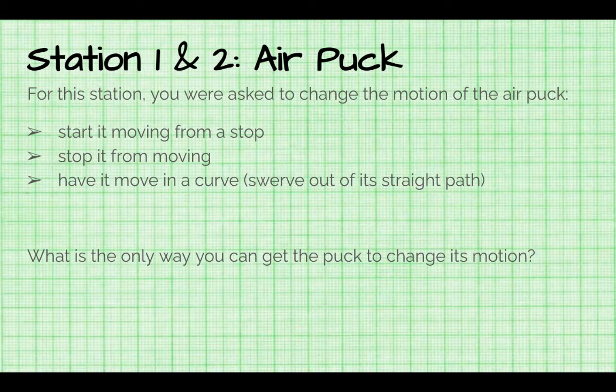For stations 1 and 2, you had the air puck, and you were asked to change the motion of the air puck: either start it moving from a stop, or stop it from moving, or have it move in a curve or swerve out of its straight path. What is the only way you can get the puck to change its motion? The only way is if you physically touch it. Otherwise, it's going to have the motion that it has, either at a stop or moving in a straight line at a constant velocity.